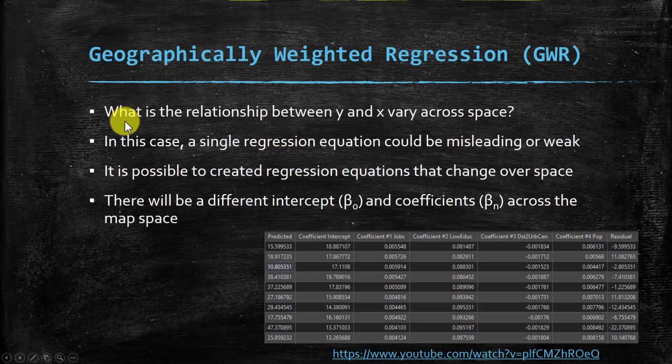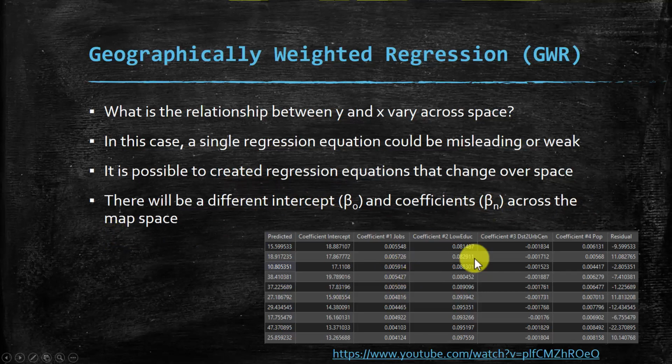So again, what is the relation between y and x? What if the relation between y and x varies across space? In this case, a single regression equation could be misleading or weak. So it would be better if you could actually have different regression equations across the map space. So it is possible to create regression equations that change over space, and that's effectively what GWR, or geographically weighted regression, is. There will be a different intercept and coefficients across the map space.